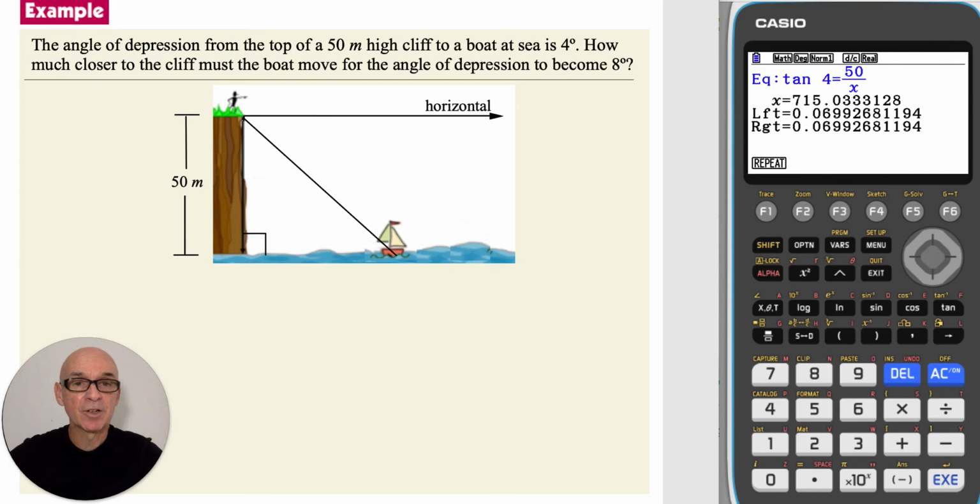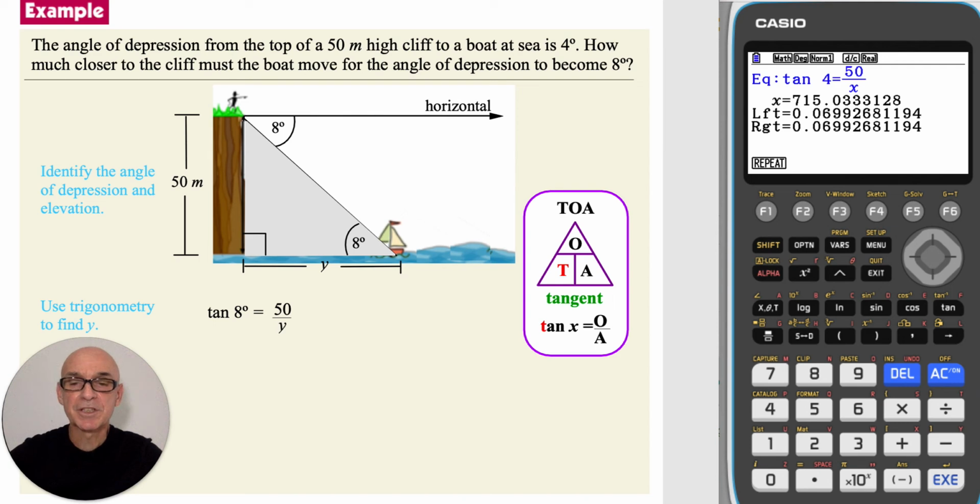When the angle of depression becomes 8 degrees, as shown, we can use trigonometry to find the distance y. This time writing tan 8 equals 50 over y. Rearranging the equation to find y. Additionally, covering up adjacent in the triangle, we see we need to divide the opposite by the tangent of the angle. Performing the calculation gives the value shown.